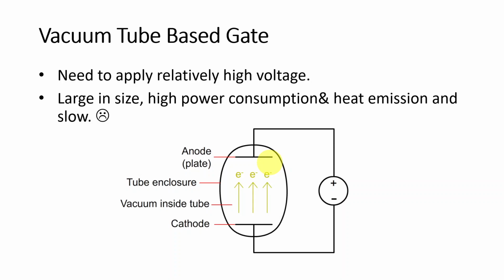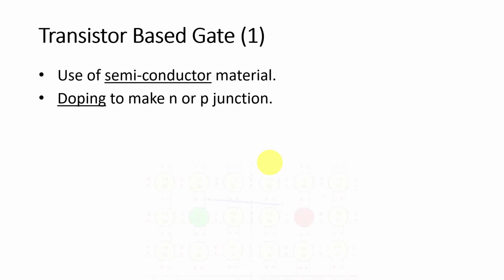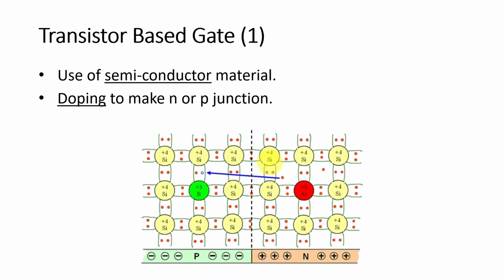We used vacuum tubes in the early 1960s and 70s, but they had a lot of drawbacks. They were big in size, with a lot of power consumption and heat generation, and they were not that fast. Then came the transistor-based logic gates. The concept of the transistor was made possible by the discovery of semiconductor materials.